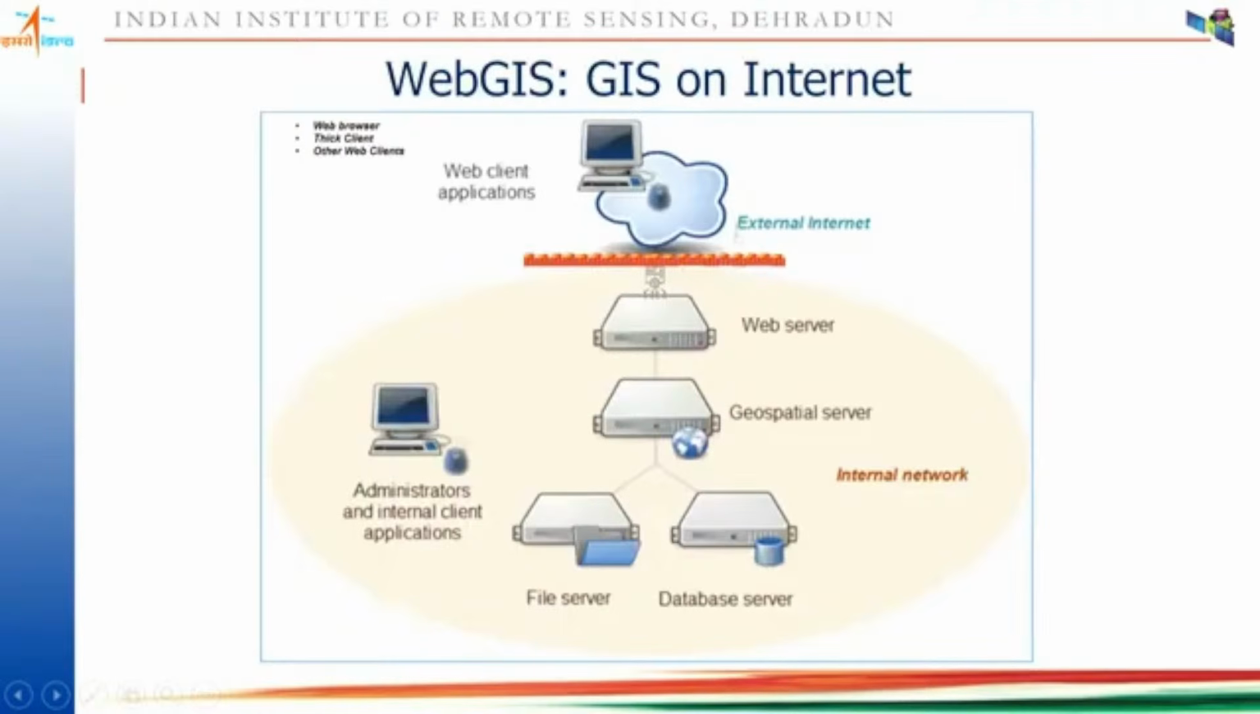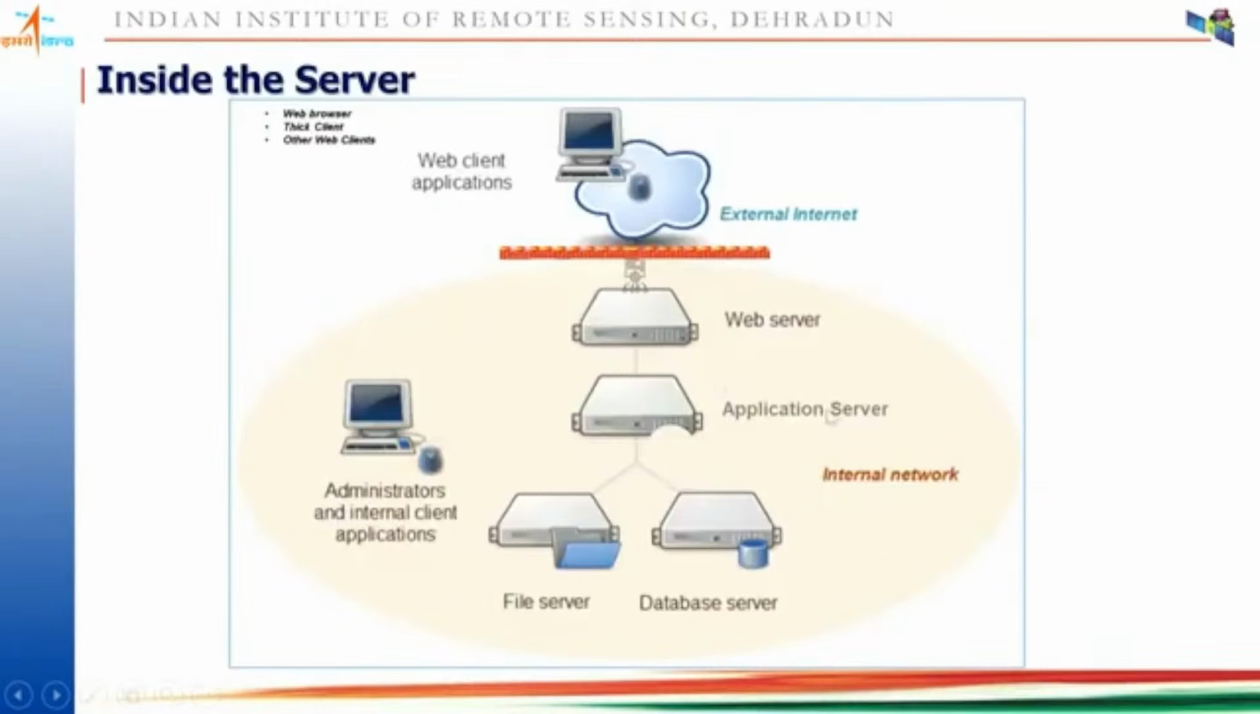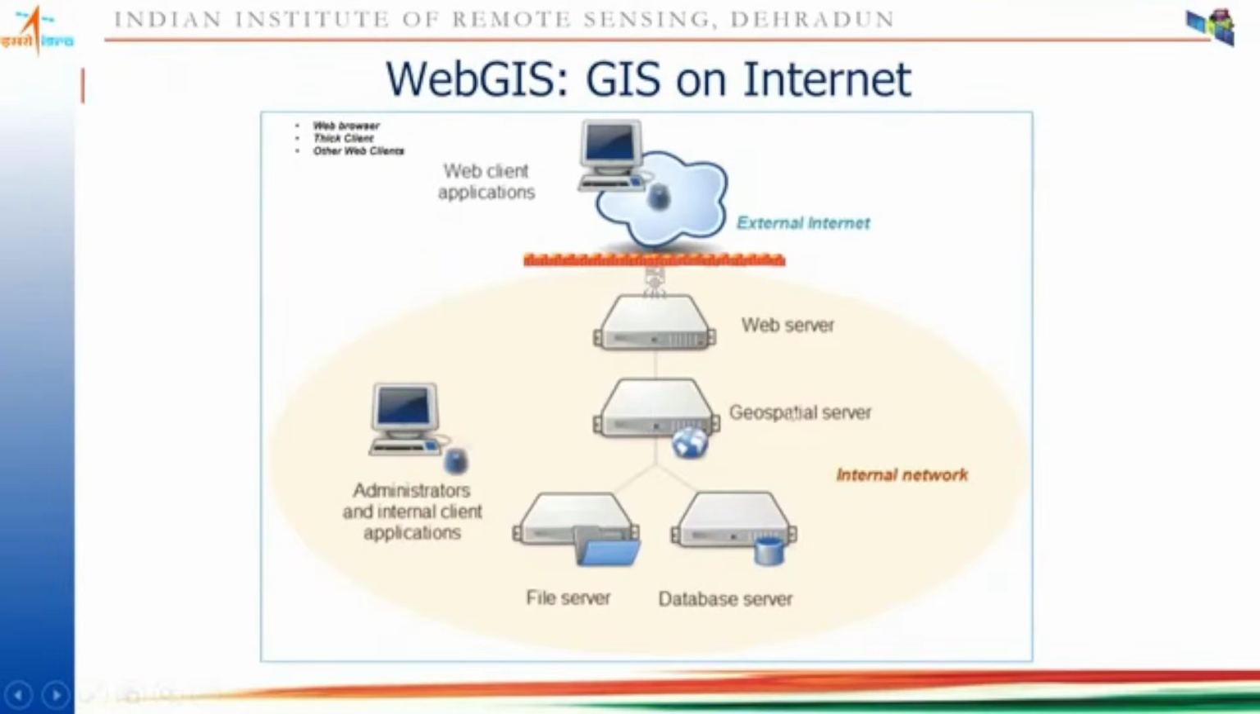Now coming to the WebGIS, having talked about the client server, where does the GIS sit in that WebGIS basically? If you see here, again the same thing is there: your web clients. It can be a web browser, thick client, other web clients, and then there is a network over here. There is a firewall. This is your web server. In your previous example I was telling you application server. Now this application server is changing to a geospatial server.